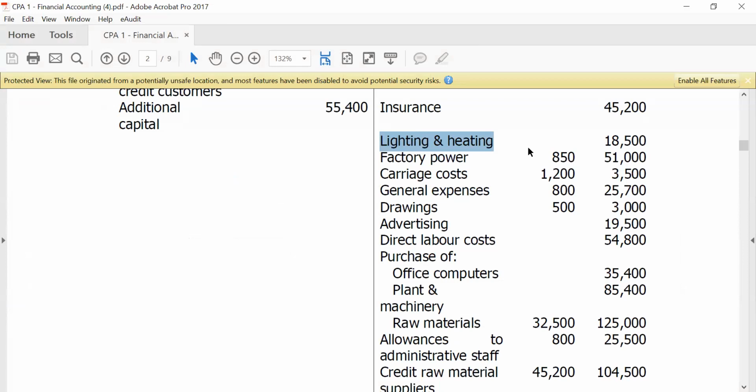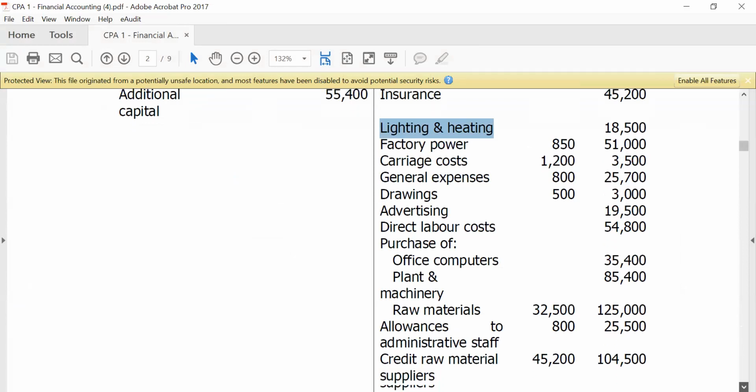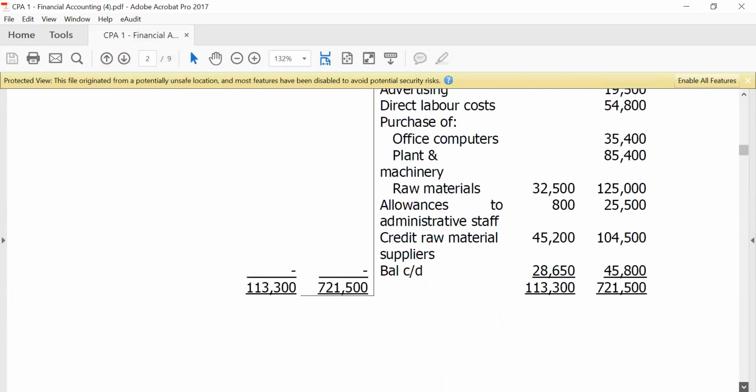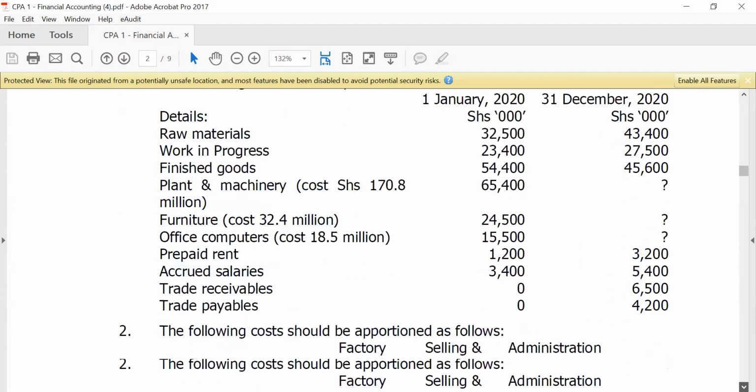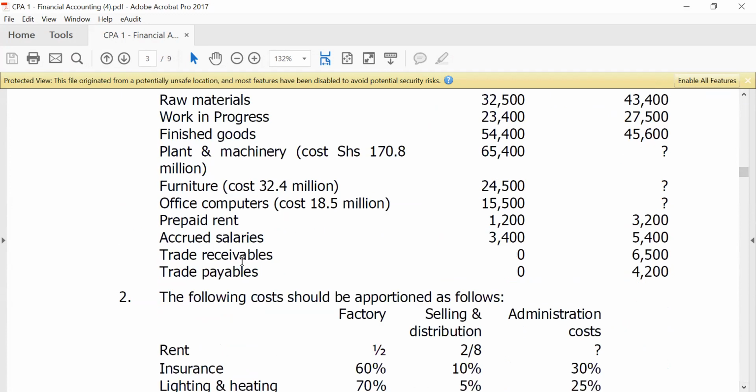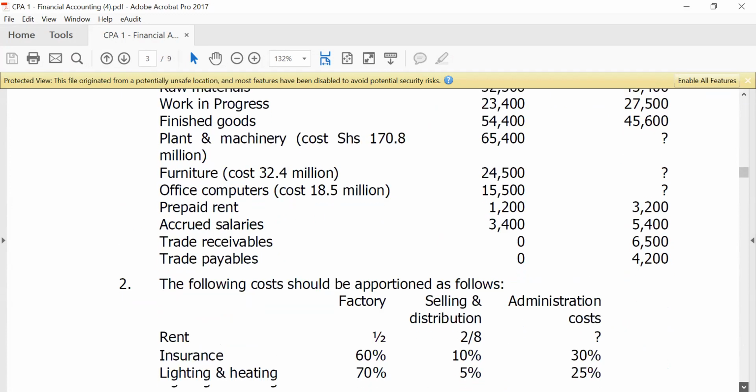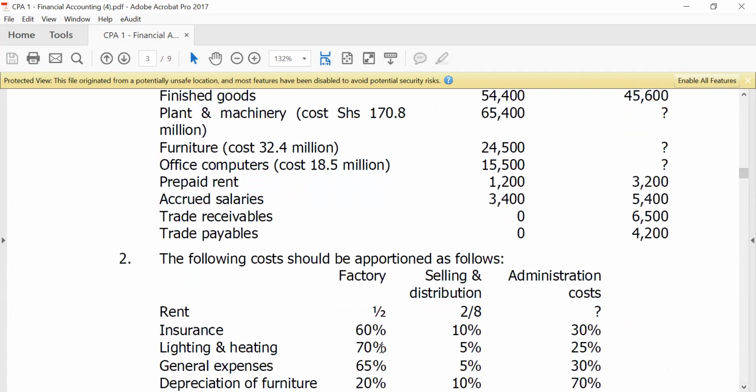I have lighting and heating. And I'll ask myself, lighting and heating, which is 18,500. Do I have any additional information onto it? So lighting also does not have any prepaid and accrued. It only has the distribution. So I'll just pick the figure that is there, the 18,500, and distribute 70% to the factory. So as you can see, it is only things that relate the composition for the factory that are going in the manufacturing cost statement. These ones, I'm going to take them in the P&L directly.